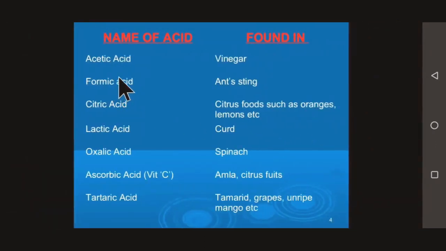Now here are some names of acids and where they are found. Acetic acid is found in vinegar, formic acid is found in ant sting, citric acid is found in fruits such as oranges and lemons, lactic acid is found in curd, oxalic acid is found in spinach, ascorbic acid is found in amla or citrus fruits, and tartaric acid is found in grapes, unripe mangoes, etc.